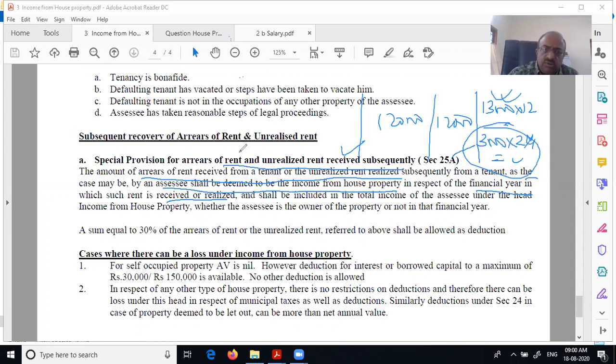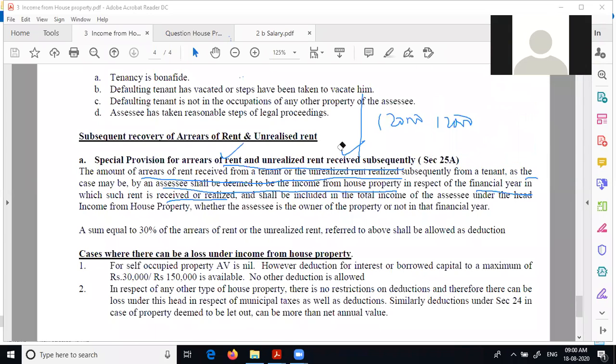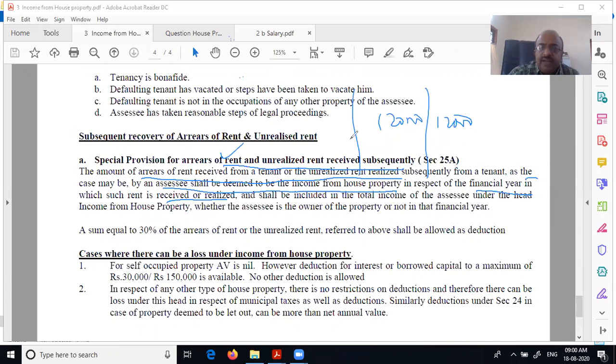Both unrealized also as well as rent. Forget about arrears of rent. Suppose there is no arrears. It is only that there is unrealized rent, so therefore you reduce. Suppose you reduce 20,000. 1,00,000 only you show. After 2 years, this guy is paying you back. Not 20,000, but he is paying 10,000, though you showed 1,20,000. Therefore, in that year you add this 10,000. This is unrealized rent. Add it, because earlier you reduced it. Now you have to add it. That is what is unrealized.